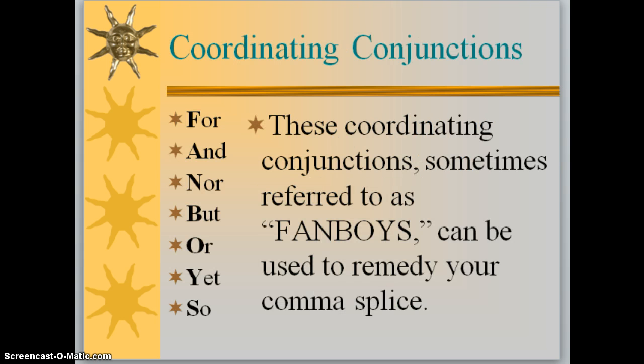Coordinating conjunctions can help us eliminate comma splices. These coordinating conjunctions, sometimes referred to as fanboys, that's an acronym, can be used to remedy your comma splice. For, and, nor, but, or, yet, and so are considered coordinating conjunctions.